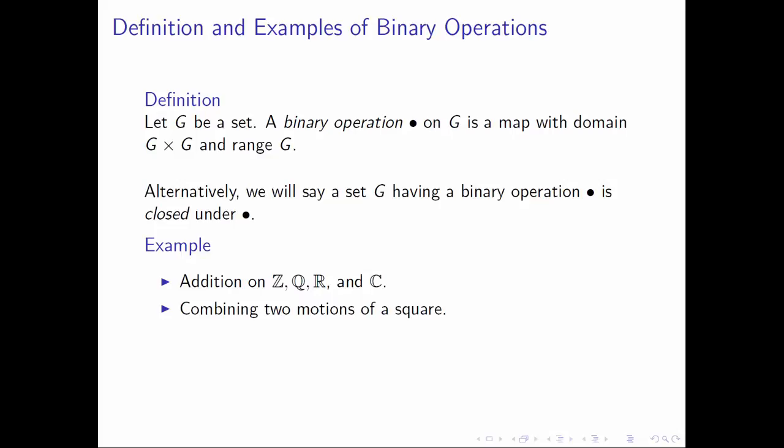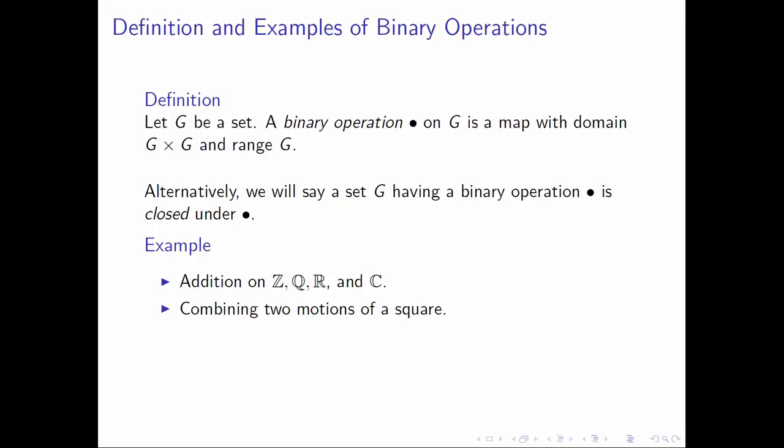A less common example of a binary operation, but an example that we've seen, is the motions of a square. If you have two different motions of a square that will move the square without you knowing you've moved it, for example, if you take a square and rotate it by 180 degrees, the resulting thing is still going to look like a square. And similarly, if you take a square and flip it across the vertical axis of symmetry, it's still going to look like a square.